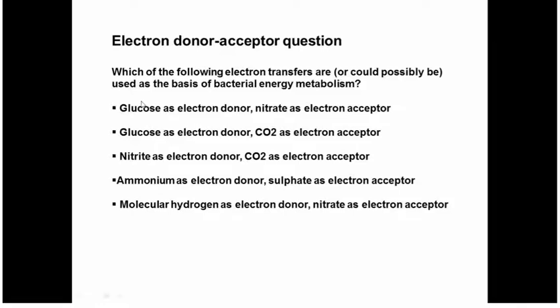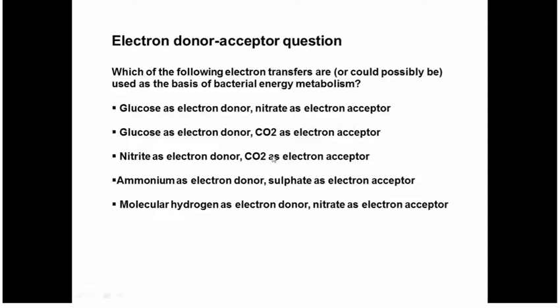So, glucose as the electron donor, carbon dioxide as the electron acceptor. Who says this can work? One person, two people, three people, four people. Whoa, it's got a kind of snowball effect going here. Who says no, can't work? One person, you're right, it can't work. Carbon dioxide is the worst electron acceptor.